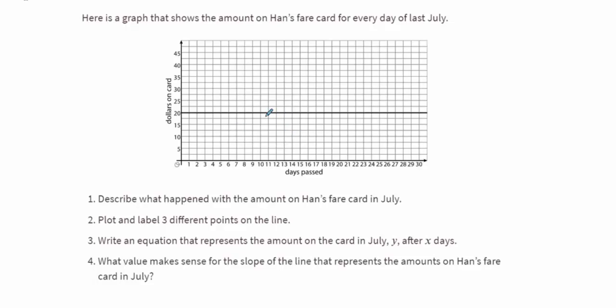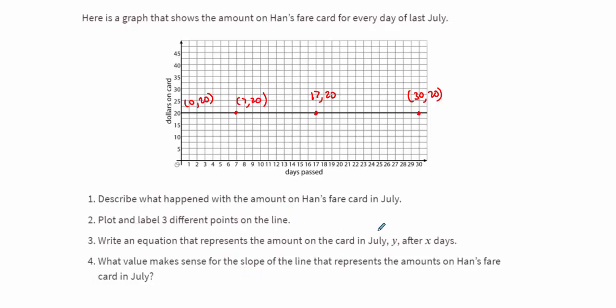So what happened with this fare in July? It didn't change. It stayed at $20. This point right here is $7.20. I'm just picking random points because it says plot and label 3 different points. 17 and 20. And I'll pick this one right here, 30 and 20. I'm going to do one more right here because I think that's important. 0 and 20.